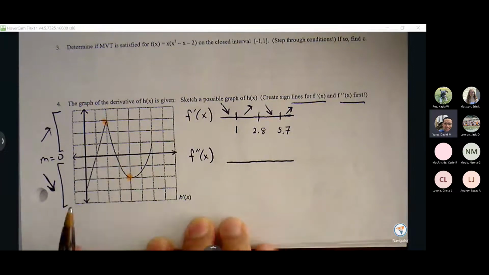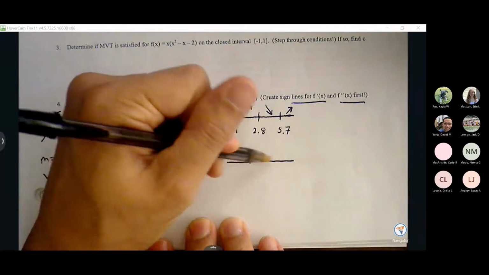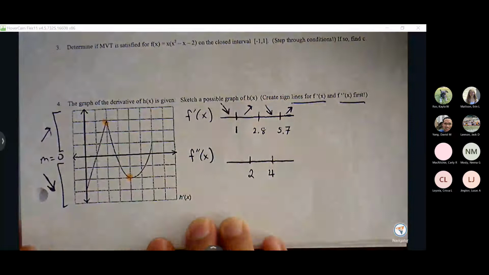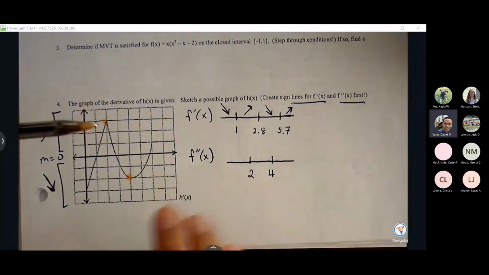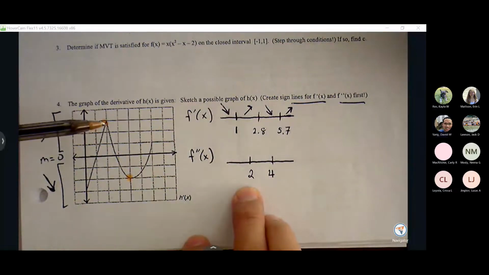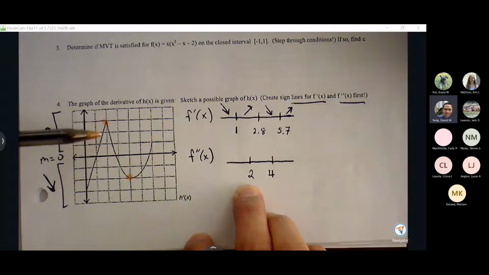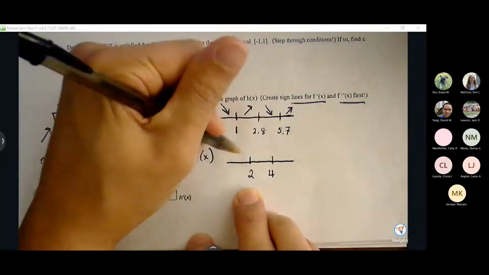Two and 4. To the left of my peak, I want to look at the slope. So the slope of my derivative graph is going to translate to the concavity. So here, this is a positive slope. Positive slope means concave up.